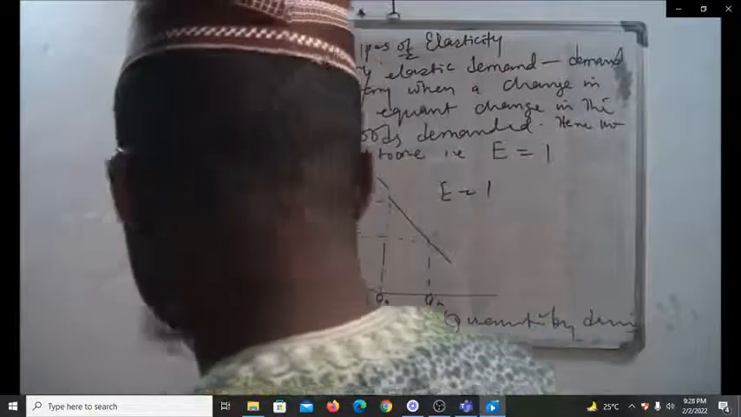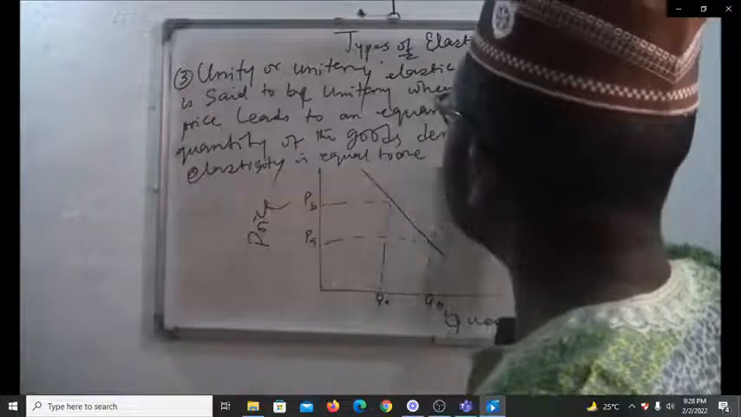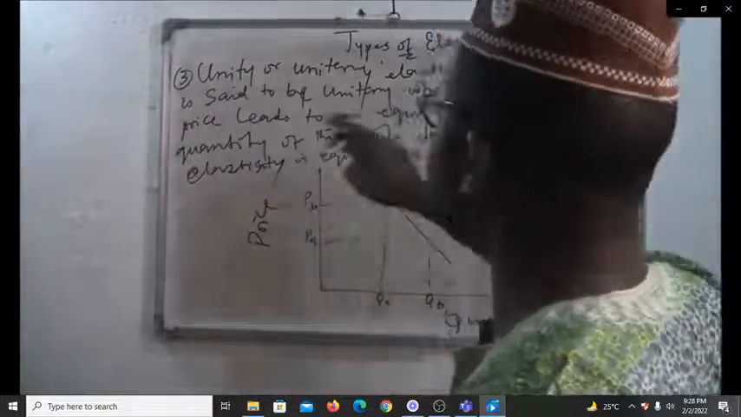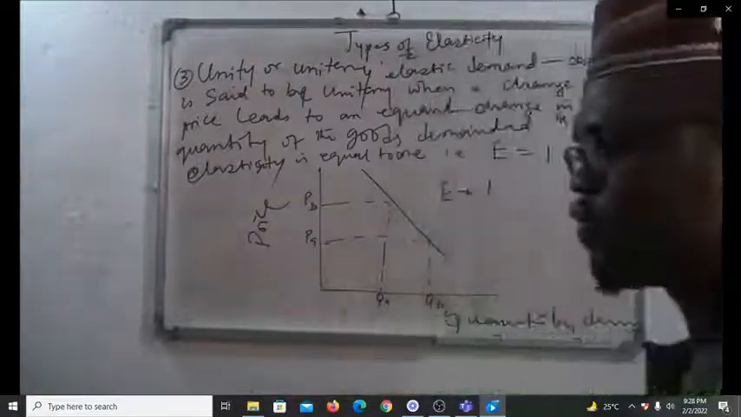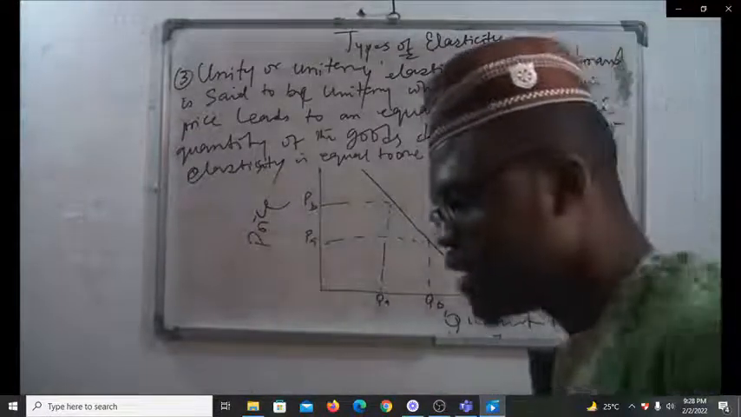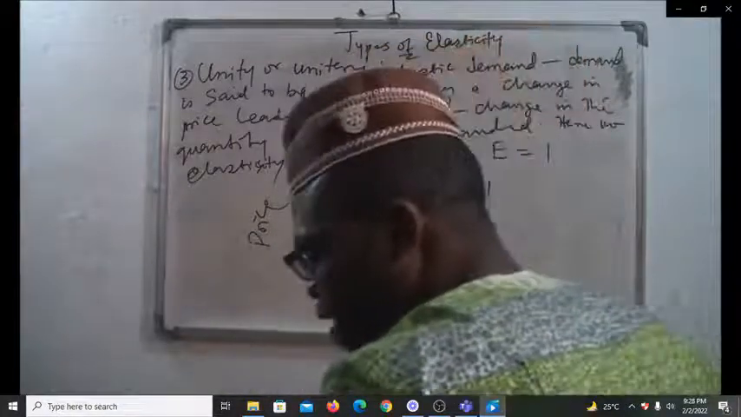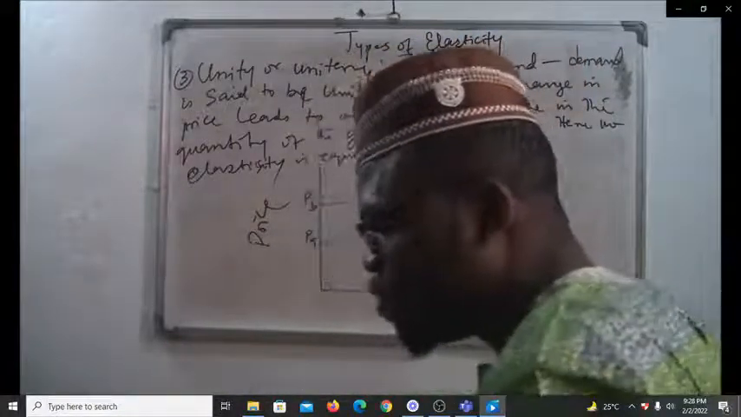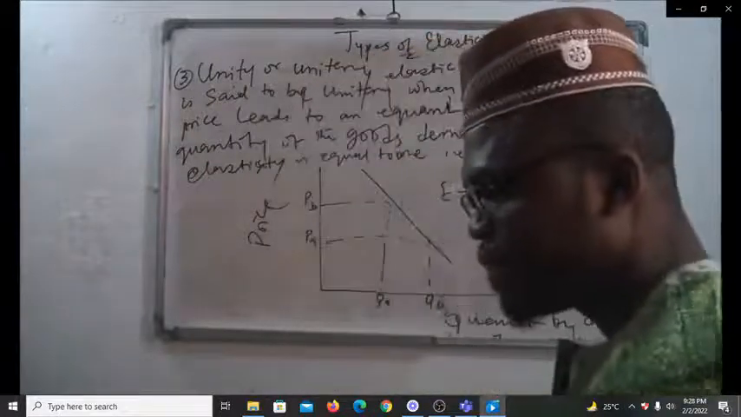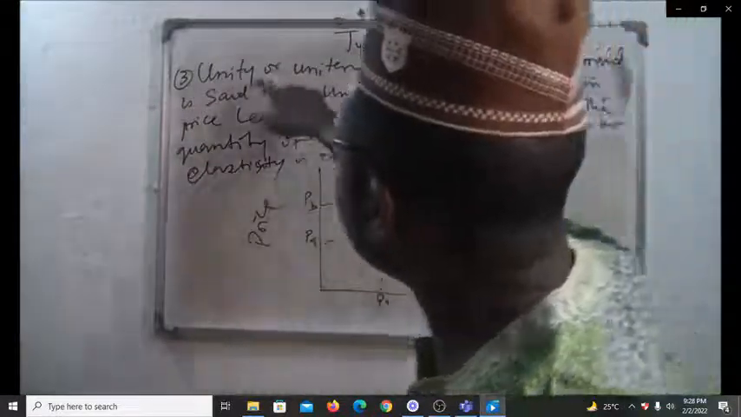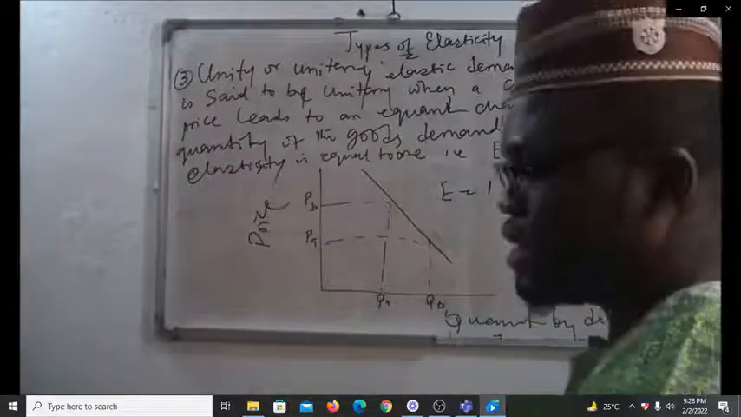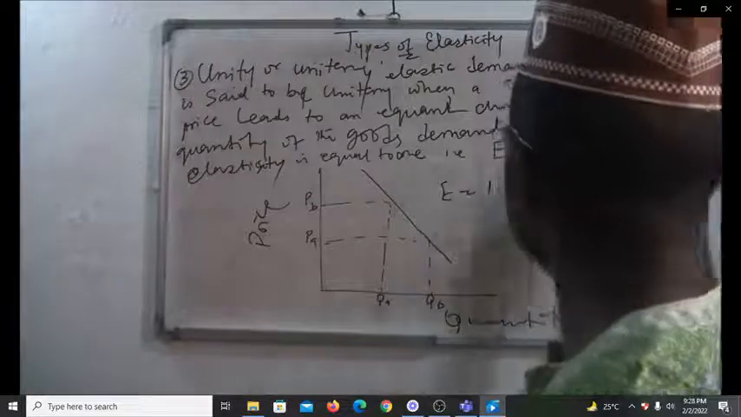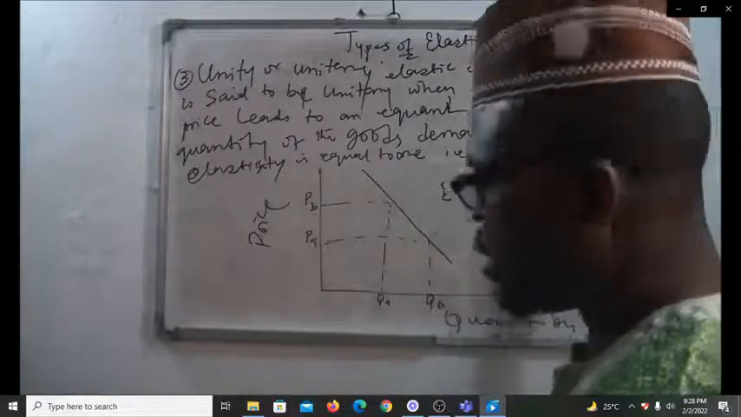Leave what you're writing and pay attention. So, in unitary elastic demand, demand is said to be unitary when a change in price leads to an equal change in quantity of goods. It's equal now. If the price changes by 5 naira, the quantity demanded will reduce by 5. So such goods have what we call unitary elasticity. Here, the elasticity is equal to 1.